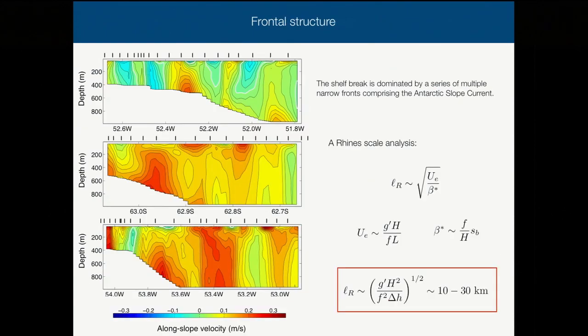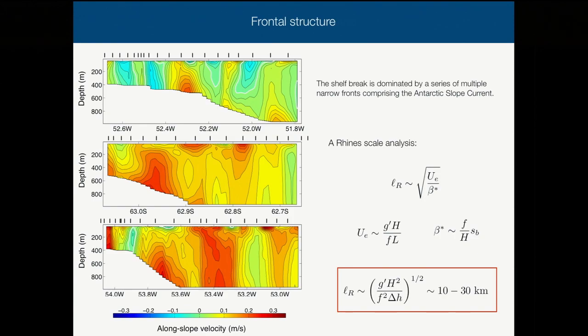What was somewhat surprising when we looked at these observations, again, the picture had always been that there was this very strong front that sat right at the shelf break, and that was the Antarctic slope current, and that was really the main circulation feature. What I'm showing here are a number of sections showing the velocity field along the continental shelf and slope. So this is depth, this again is distance, or latitude and longitude along the shelf and slope. And what you see is that there's not a single frontal current, okay, but there's actually a number of very small scale fronts that sit on the slope.